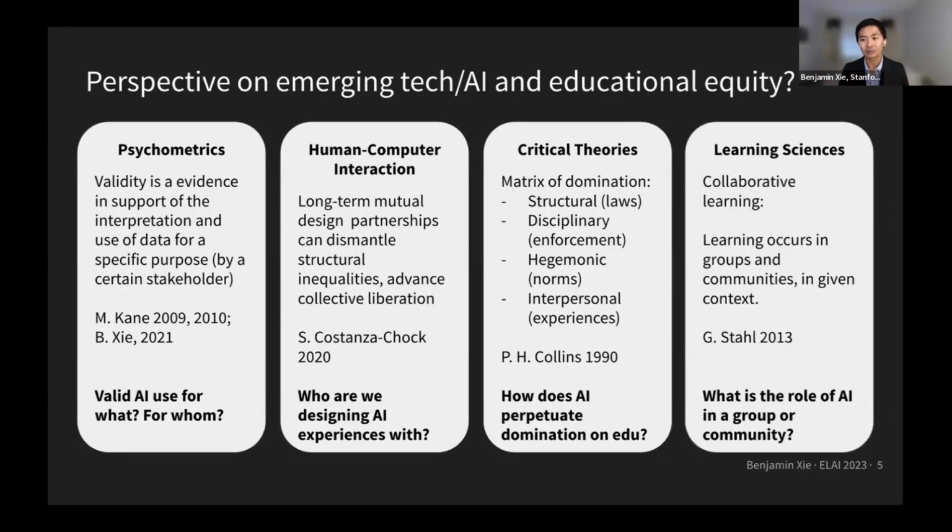And then, of course, thinking about learning sciences. I have this cognitive dissonance because from a psychometrics perspective, we often assess learning individually. But I think there's a lot of literature from collaborative learning scholarship that says learning is a very social and collaborative thing. So therefore, what are the roles of AI tools in groups or communities of learners?